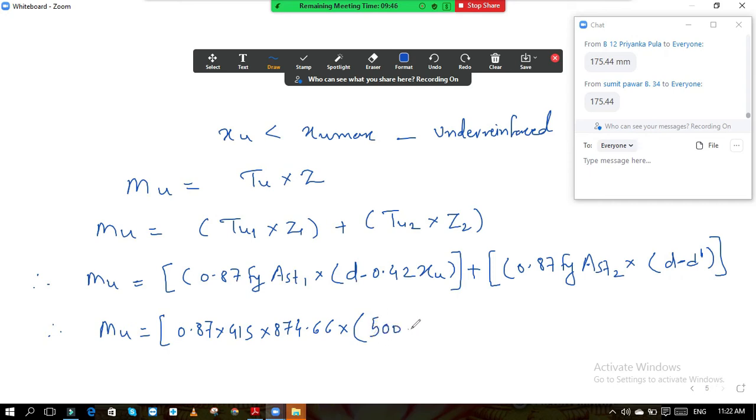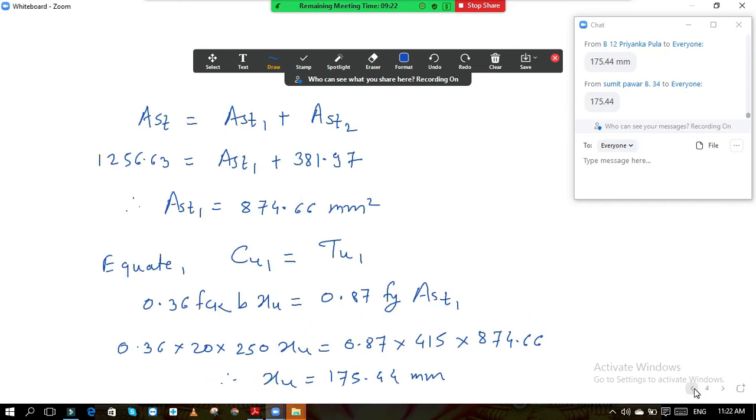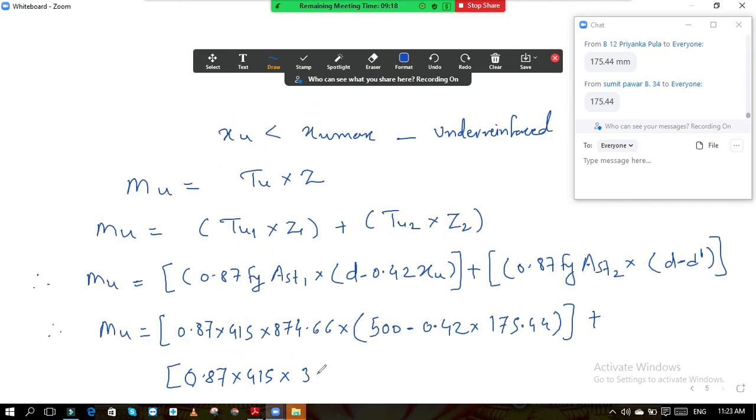500 minus 0.42 into Xu. Xu value is 175.44, plus here again 0.87 into 415 into Ast2. So here is the value of Ast2, 381.97.